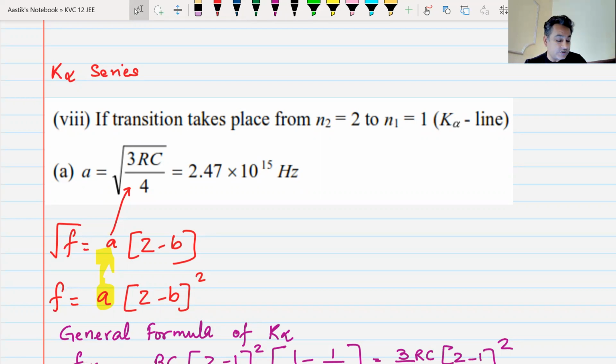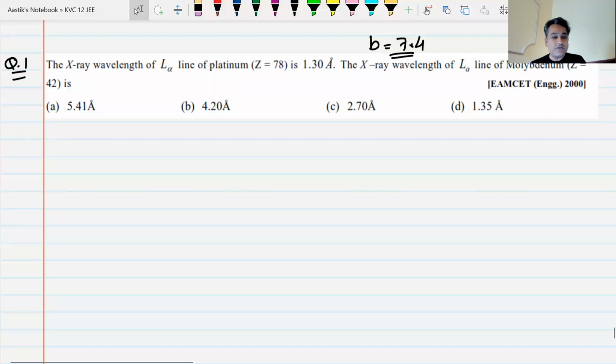Chalo, we move on to the next question. And this is the next one. This is the only type of question that is probable of coming. They have asked it for L alpha series. Remember, for L alpha series, the value of B should be given to you. You can take the value of B as 7.4 and solve this question.